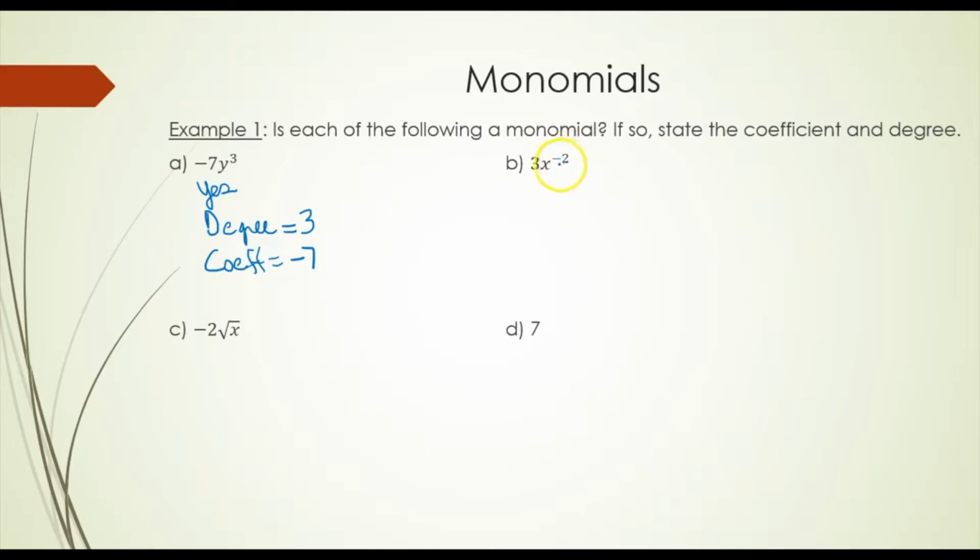In part B, let's look at the power on the variable. It's -2. Since there is a negative power on the variable, this would be a no. So we'll write no, and that's because there is a negative exponent. In part C, I have -2 square root of x. Look at x. There's a radical surrounding it, so this is also no. So no, and that's because the variable is under a radical.